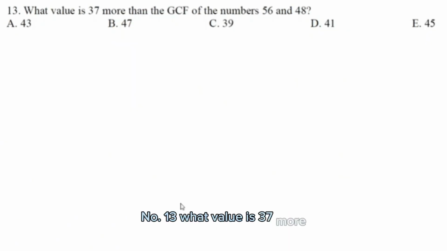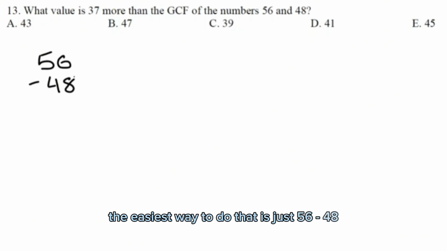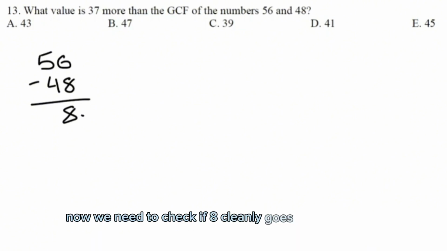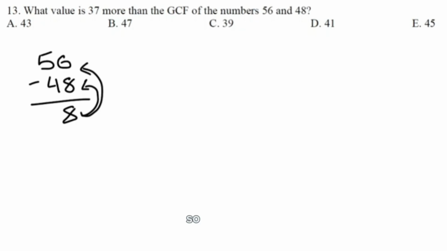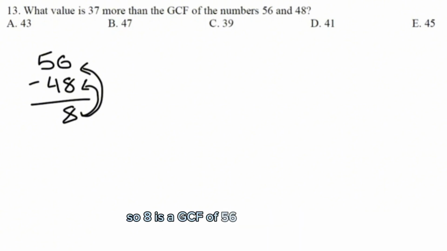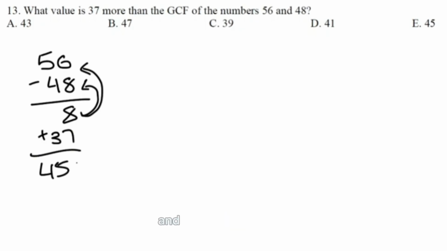What value is 37 more than the greatest common factor of the numbers 56 and 48? Alright, so let's first find the greatest common factor of 56 and 48. The easiest way to do that is just 56 minus 48. 56 minus 48 is just 8. Alright, now we need to check if 8 cleanly goes into 48 and 56. So 8 times 6 is 48, and 8 times 7 is 56. That means 8 perfectly goes into 48 and 56. So 8 is the GCF of 56 and 48. Alright, now what we need to do is add 37 to this value. So 8 plus 37 gets you 45, and that's your answer.